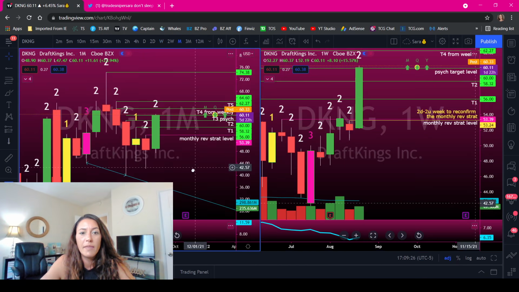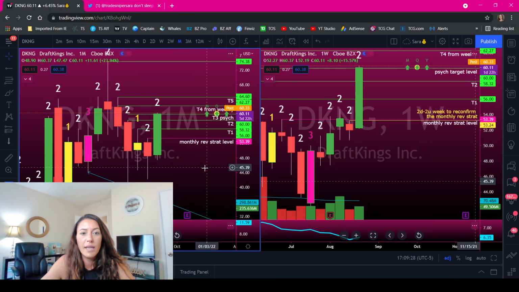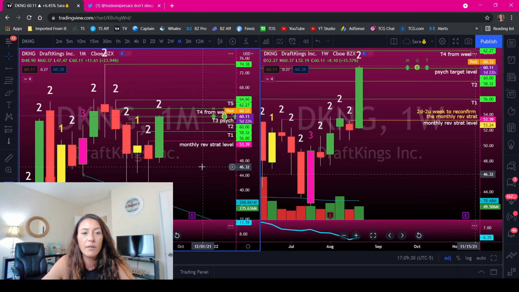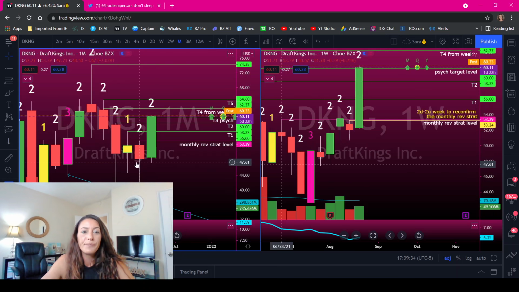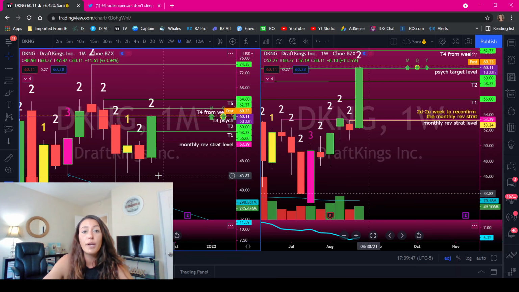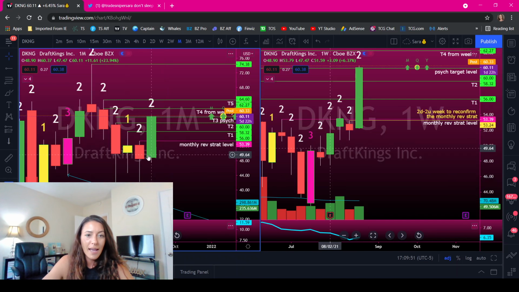Okay, on the monthly time frame. So looking at the left chart over here. Again, this is a rev strat. So we had an inside bar. We had a two down that failed because it did not take out its magnitude, right? So this was the magnitude. Bears couldn't do it. So we want to go, we're fair weather fans. We want to go to the winning side.